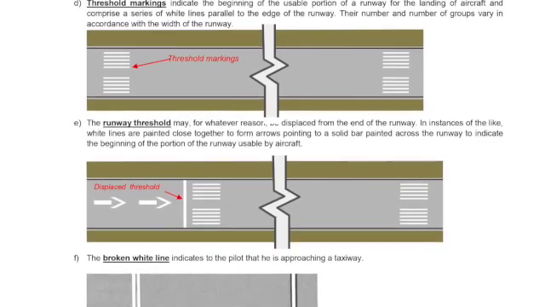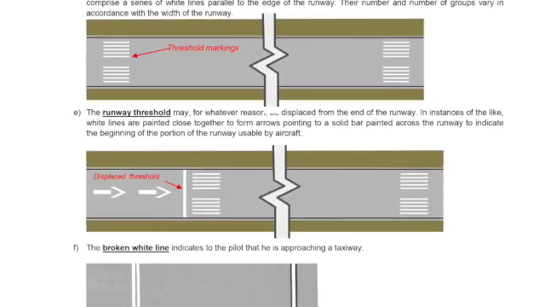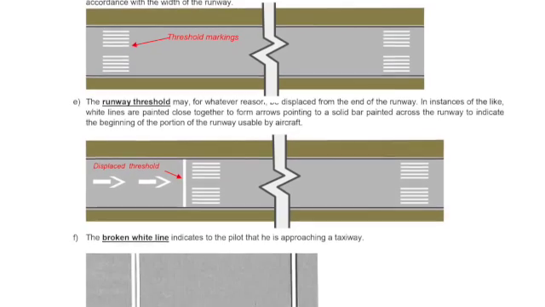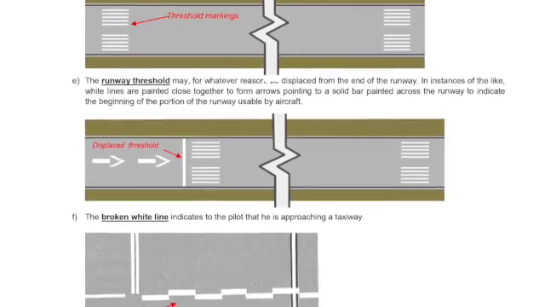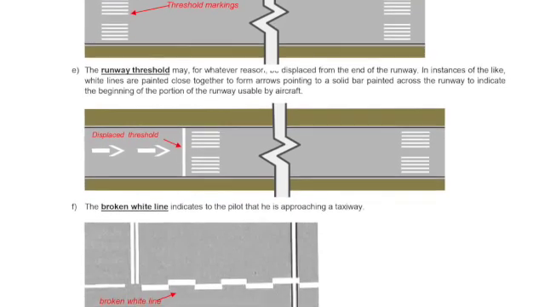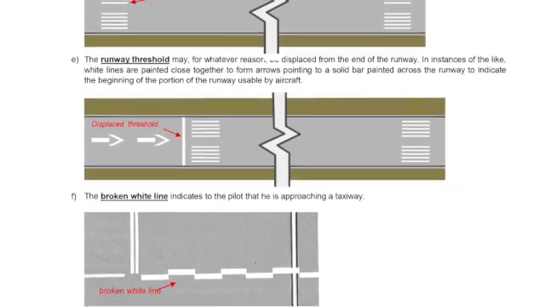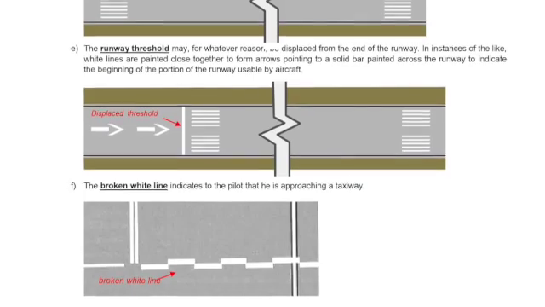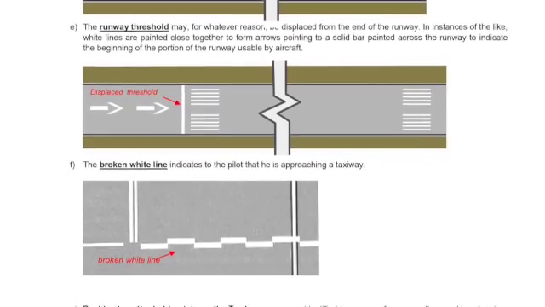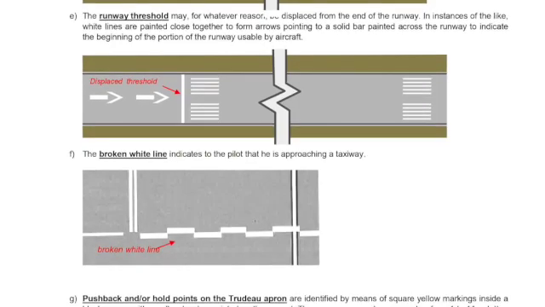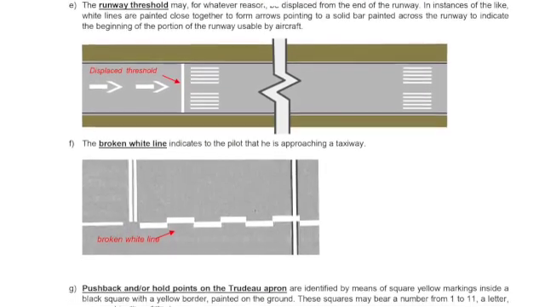E. The runway threshold may, for whatever reason, be displaced from the end of the runway. In instances of the like, white lines are painted close together to form arrows pointing to a solid bar painted across the runway to indicate the beginning of the portion of the runway usable by aircraft. F. The broken white line indicates to the pilot that he is approaching a taxiway.